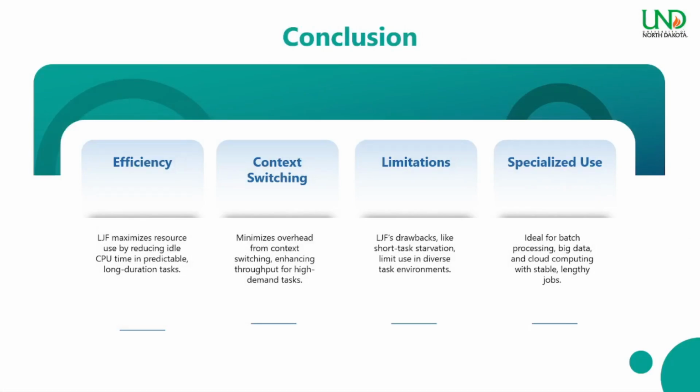In conclusion, the longest job first scheduling algorithm maximizes CPU efficiency by prioritizing long tasks, which helps reduce idle time and ensures the processor is consistently engaged with substantial workloads. By executing processes one at a time and focusing on the longest jobs, LJF also minimizes overhead by reducing the frequency of context switches, which can improve throughput in batch processing environments.